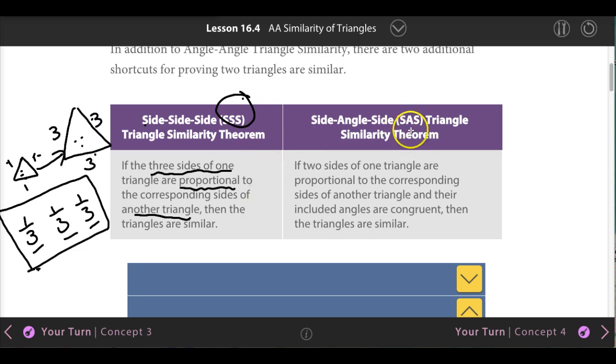Same thing over here, side, angle, side. So we have two triangles, and we need to have two side lengths that are proportional to each other. So 1 to 3, and 1 to 3. And then the angle in the middle, the angle in between the two sides. That's why the angle is stuck between the two sides, okay? That's why it's called SAS. And if these two angles measure the same, then we can say that these two triangles are similar.